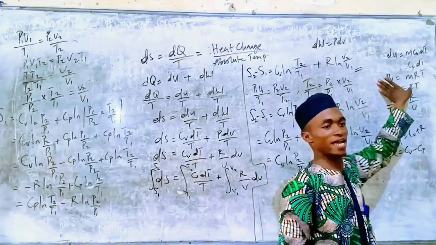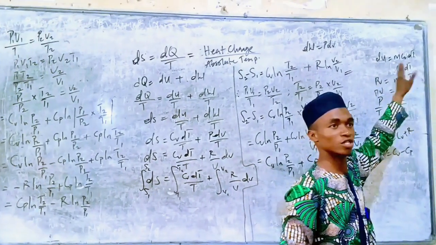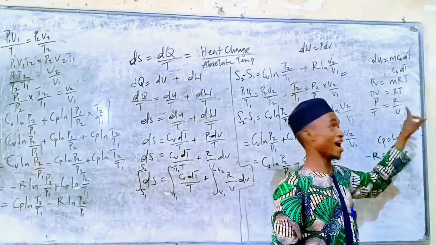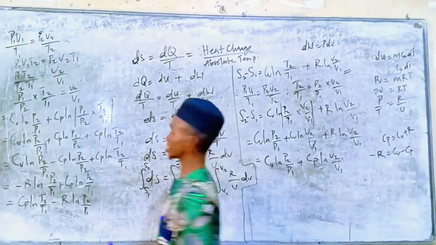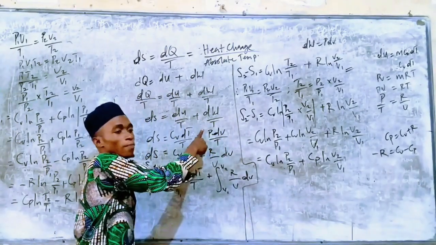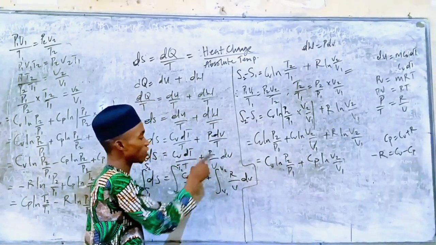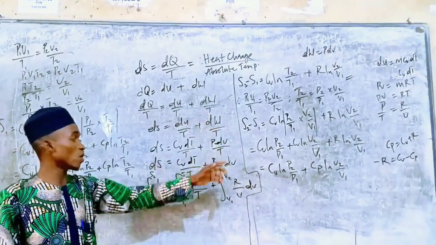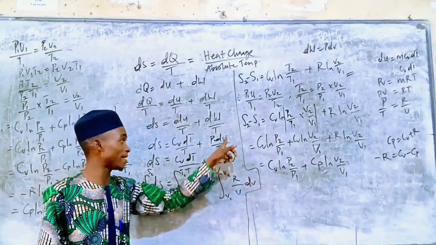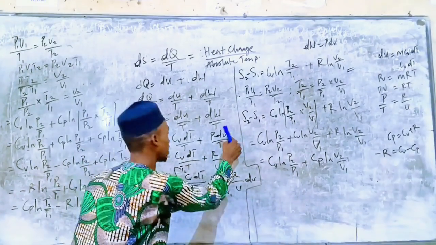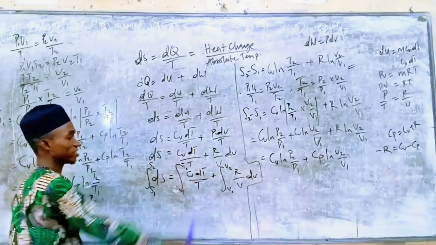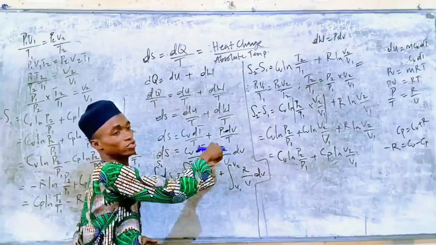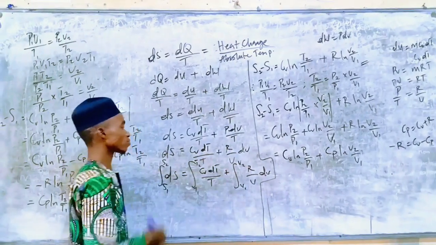Back to our ideal gas equation, PV equals mRT. We can make P over T the subject of the formula to have R over V. Now after getting your R over V, substitute your P over T to be equal to R over V. The main reason why we are substituting them is that we want to integrate this function with respect to the change. The change we have here is with the volume, and the one we have here is the temperature. That's why we have to change from pressure over temperature to the gas constant R, all over volume.